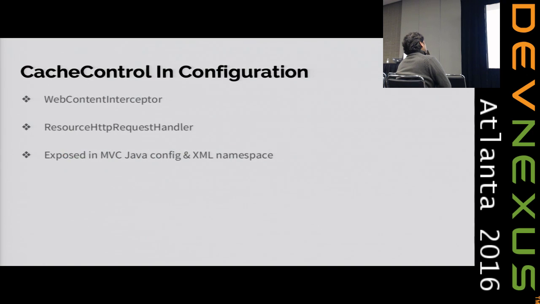Cache-Control is also in places that you might currently be configuring caching, like the WebContentInterceptor. That's when you're applying caching to a certain set of URL patterns. And also for static resources, which is also exposed in the MVC Java config and the XML namespace.